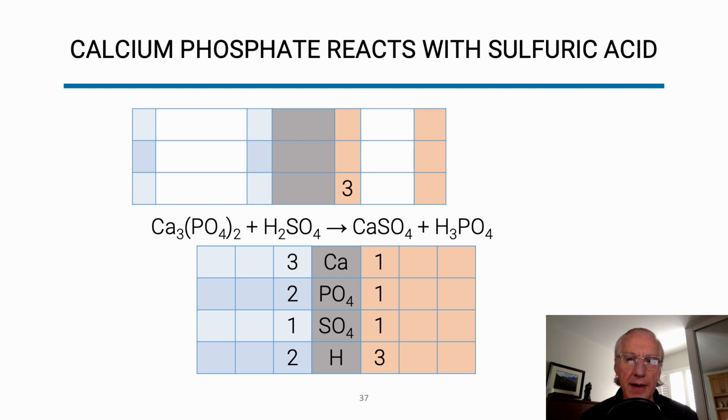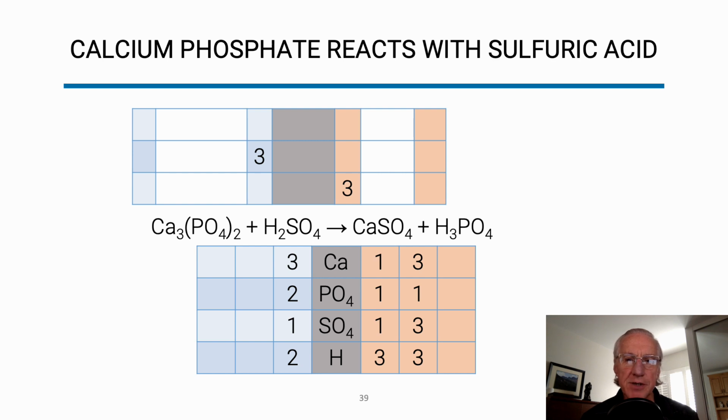We'll start with adding calciums to the right by adding a coefficient of 3 in front of the calcium sulfate. That brings our count to 3 calciums on the left, 3 on the right, still 2 phosphates on the left and 1 on the right, 1 sulfate on the left, and now we have 3 on the right, and we still have 2 hydrogens on the left and 3 on the right.